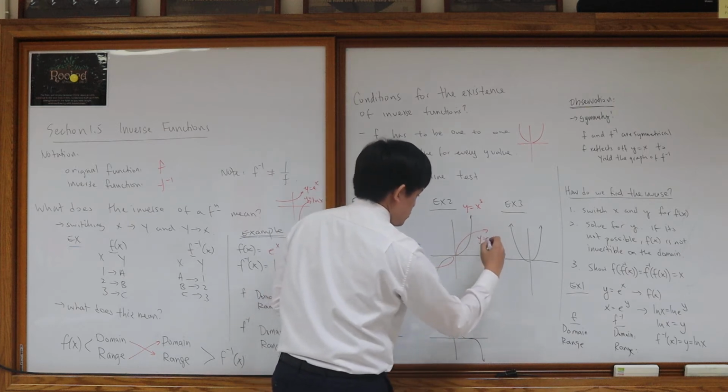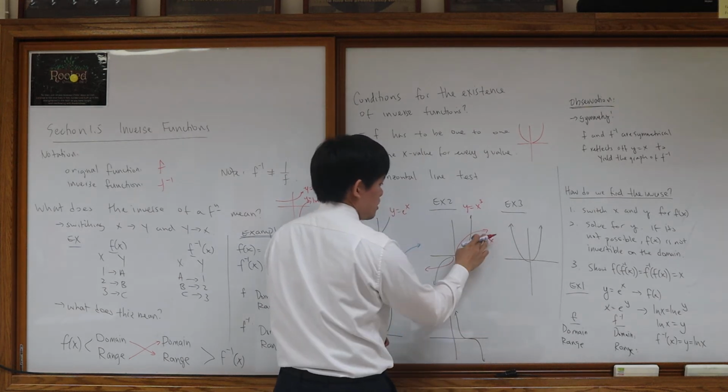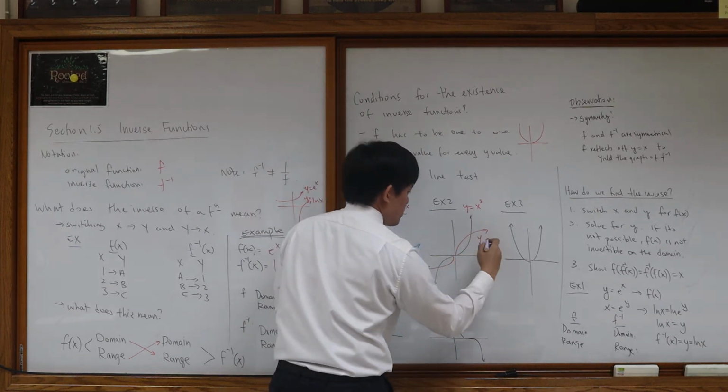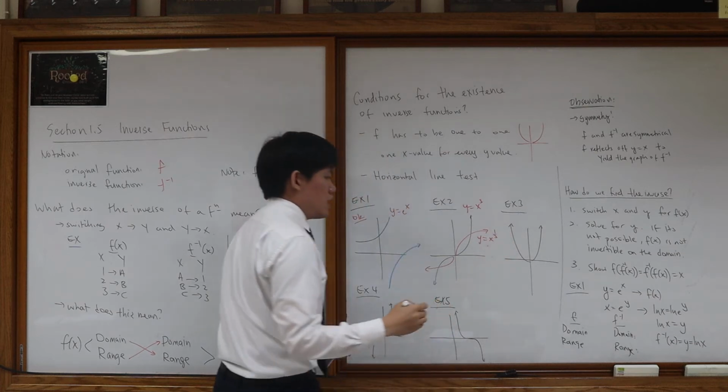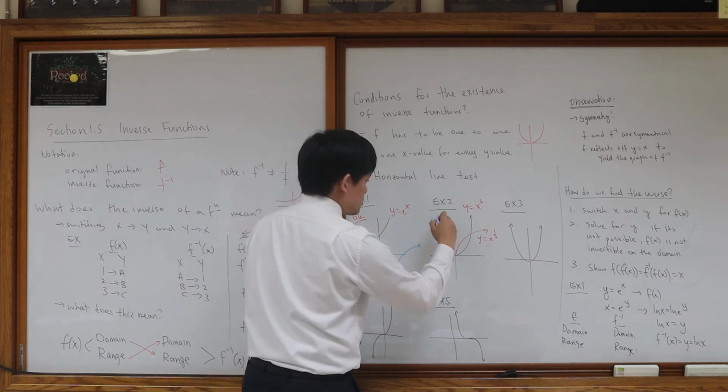This is y is equal to the cube root of x. Okay, let me write that. The cube root of x. So that means this one also passes, so it's okay.